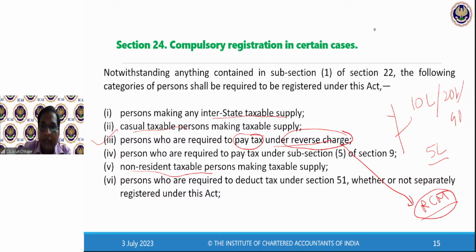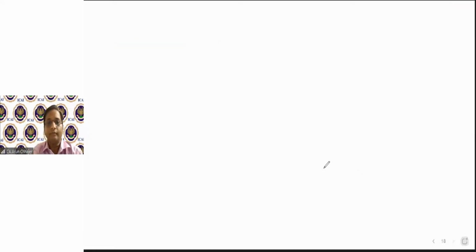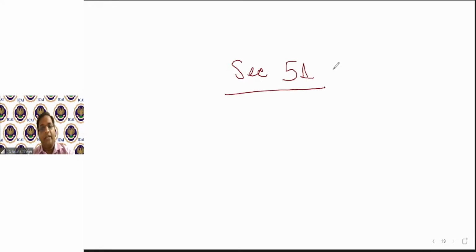Now let me explain only one line, because it is not again in your syllabus. What is the section 51 and what is the section 52? See, first understand what is the section 51. Only in short, because detail is not in your syllabus.